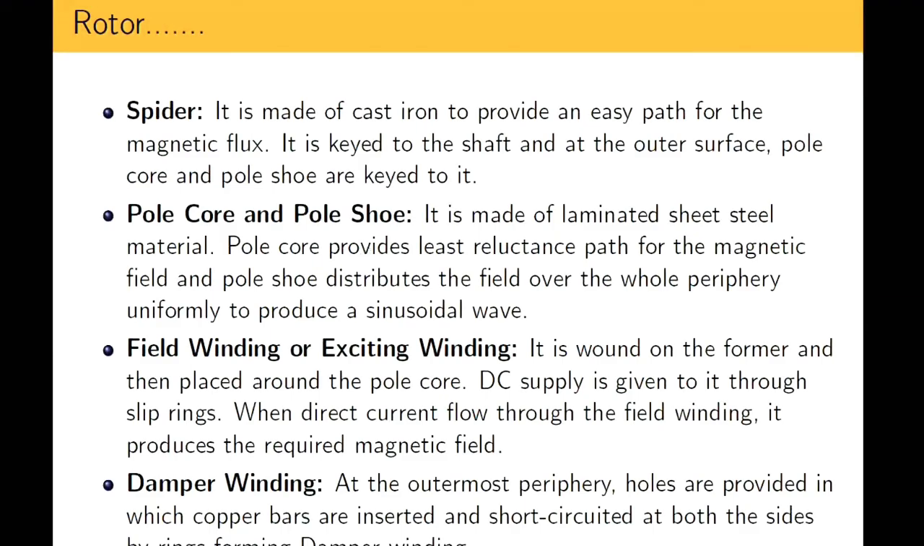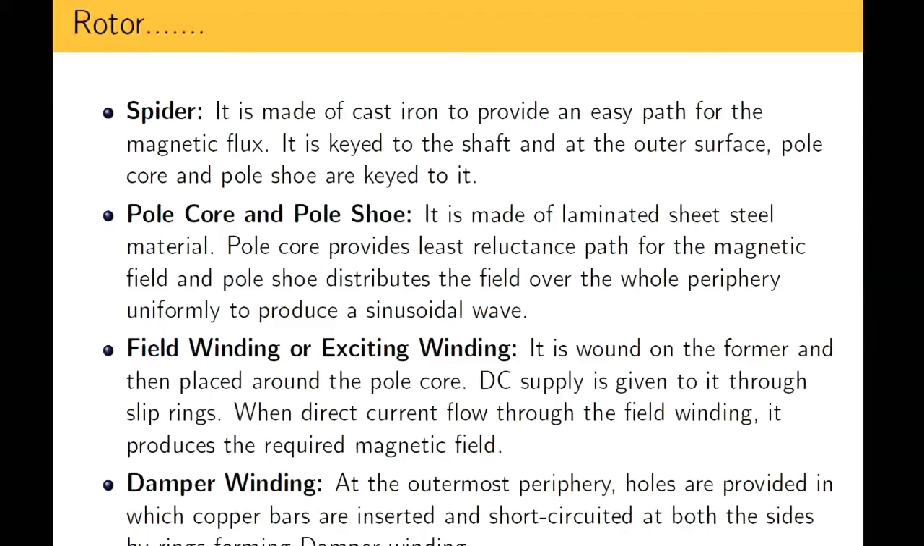Now what are the pole core and pole shoe? They are made of laminated sheet steel material. The pole core provides the least reluctance path for the magnetic field, and the pole shoe distributes the field over the whole periphery uniformly to produce a sinusoidal wave. For any magnetic flux to be generated, the reluctance path must be reduced.